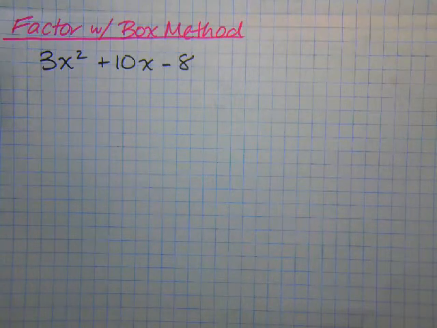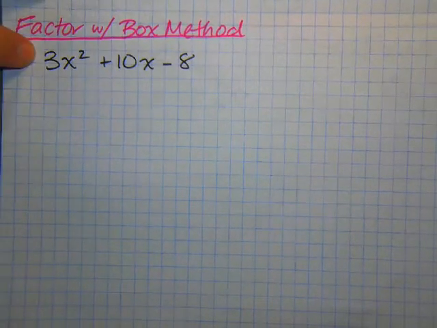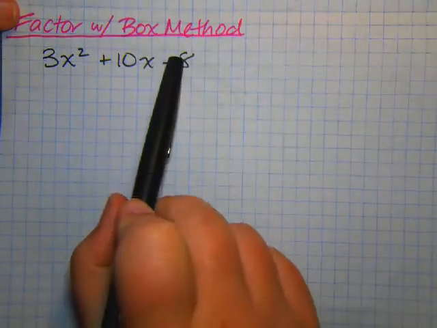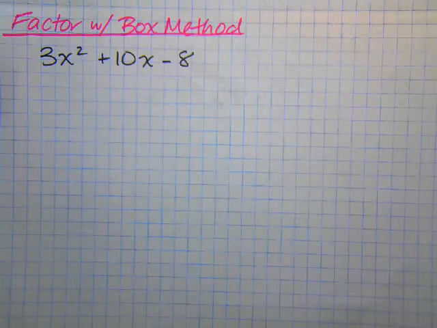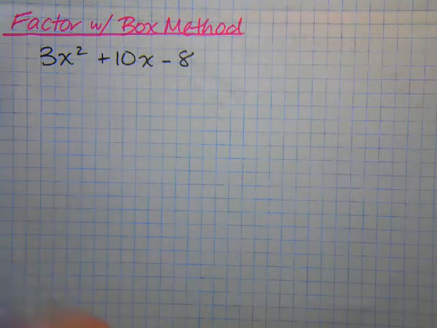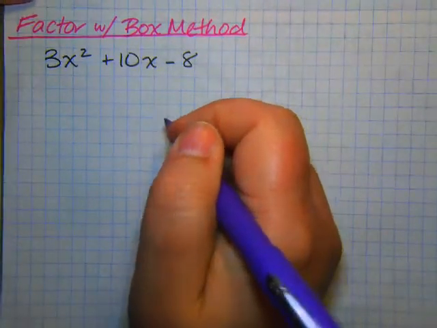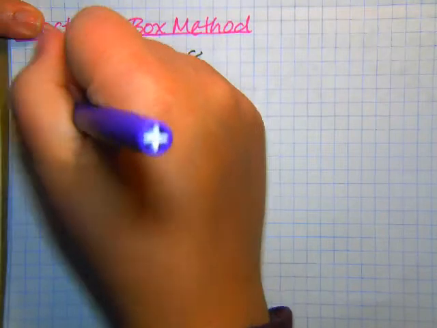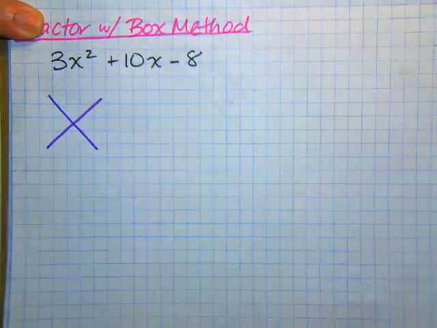Hey guys, we are factoring the trinomial 3x squared plus 10x minus 8, and you've chosen the box method. Okay, so we are going to start by doing a diamond problem because no matter which method you choose, the first thing is the diamond problem because it'll give us those two numbers that are important for all three methods. So here, I'm creating a little diamond problem.